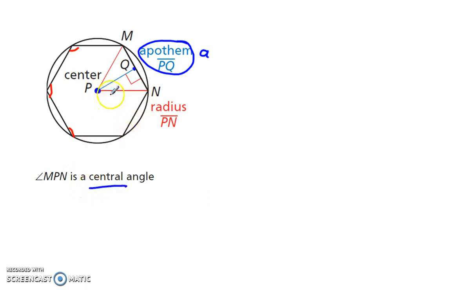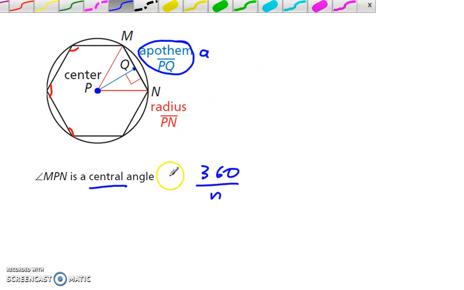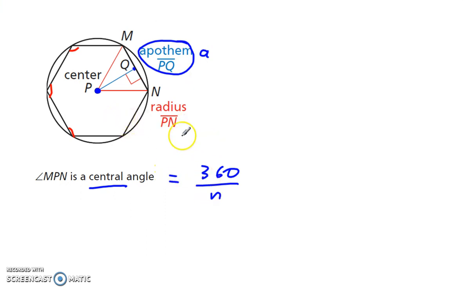To find the central angle, I would take 360 and divide it by however many sides the polygon has. So in this example, I would take 360 and say, okay, 1, 2, 3, 4, 5, 6. So it's a hexagon, divide by 6. So the central angle here is 60 degrees in this case, because I take 360 and divide it by how many sides it has.